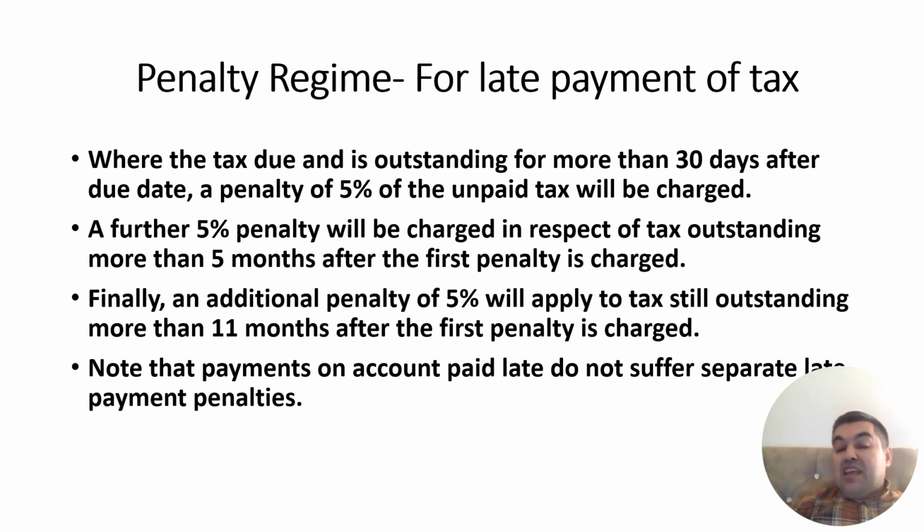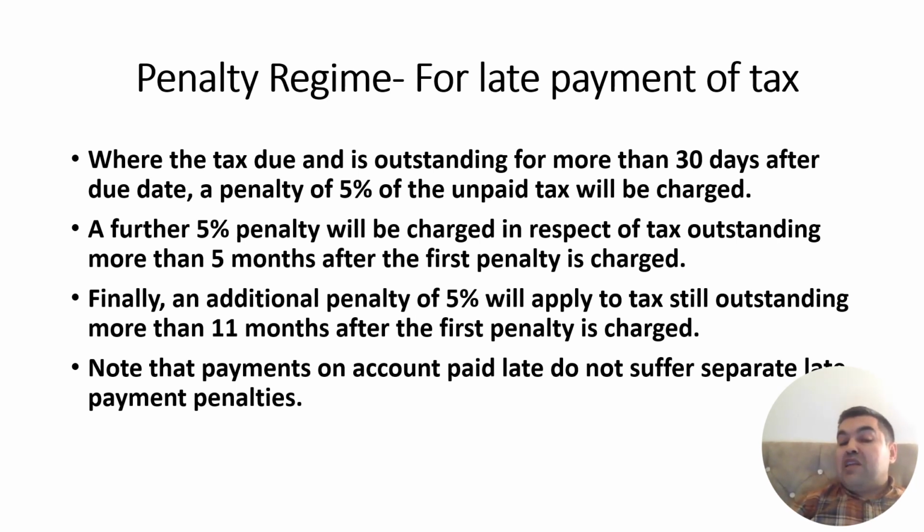We discussed this: there is interest. Also, there's a penalty regime if you are late with the payment of taxes. Where the tax due is outstanding for more than 30 days after the due date, a penalty of 5% of the unpaid tax will be charged. A further 5% will be charged in respect of tax outstanding for more than 5 months after the first penalty is charged, so like 6 months. So the first penalty is charged at 30 days, and the second penalty will be charged 5 months after the first penalty is charged.